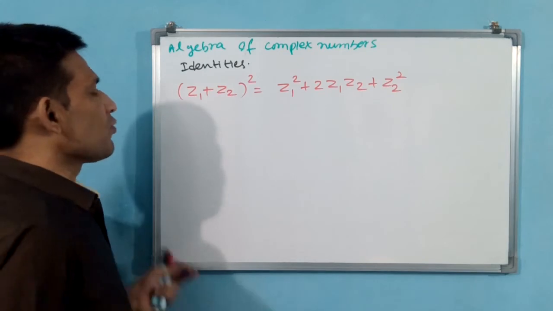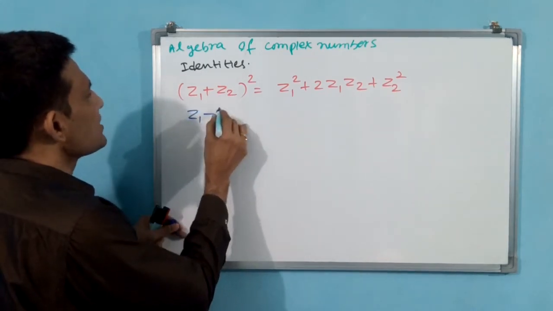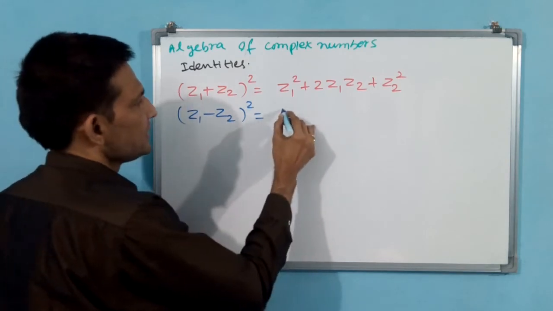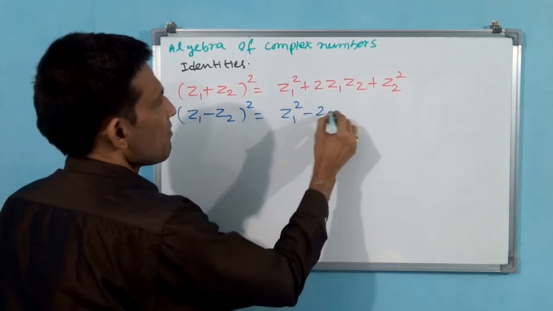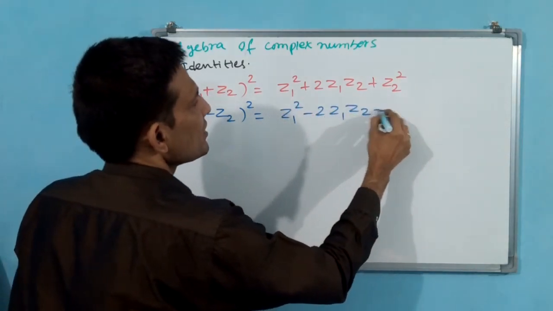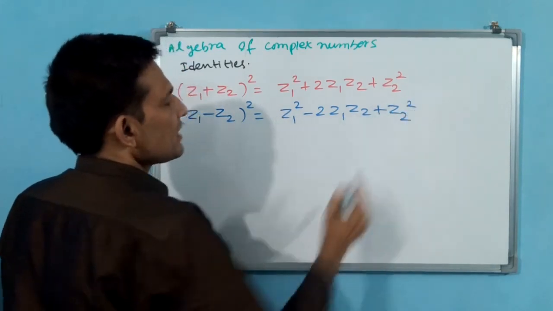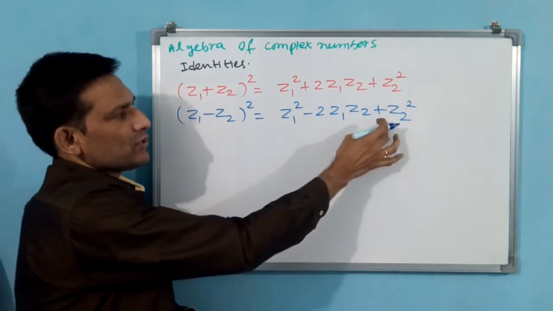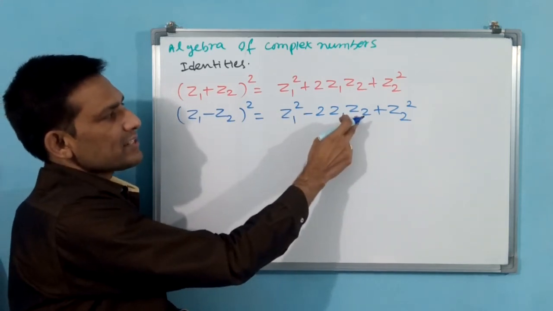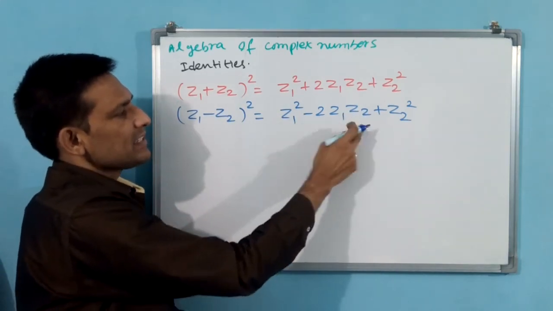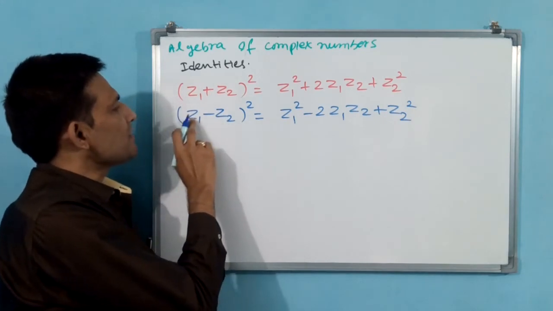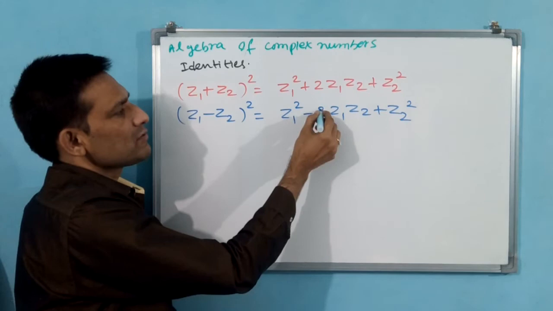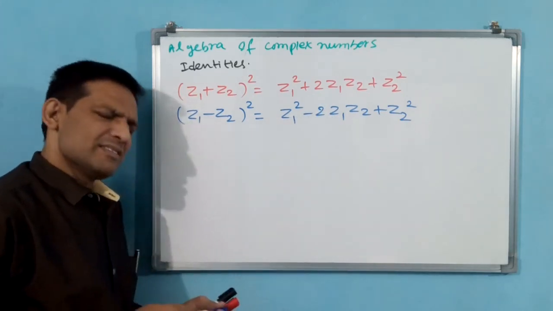Z1 plus Z2 whole square is over. Now Z1 minus Z2 whole square: Z1 square minus 2 Z1 Z2 plus Z2 square. Why? Because when we are making the square, minus is also going to become positive. But here the square is not there for Z2, multiplication is there. That is why 2 Z1 into Z2 means 2 Z1 into minus Z2, and that is why the minus symbol is going to come. This we know very well.